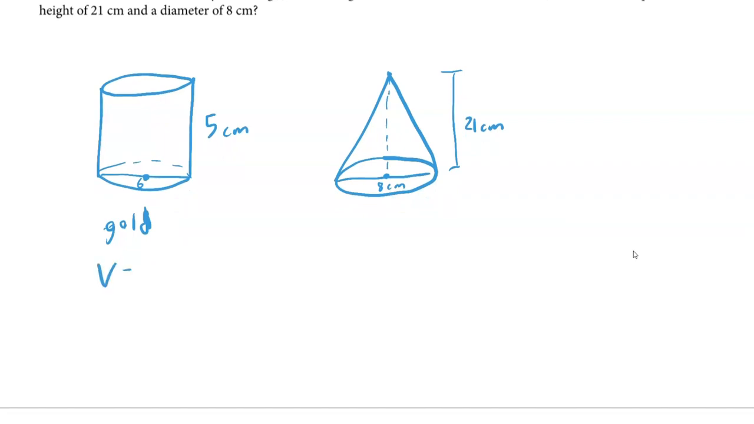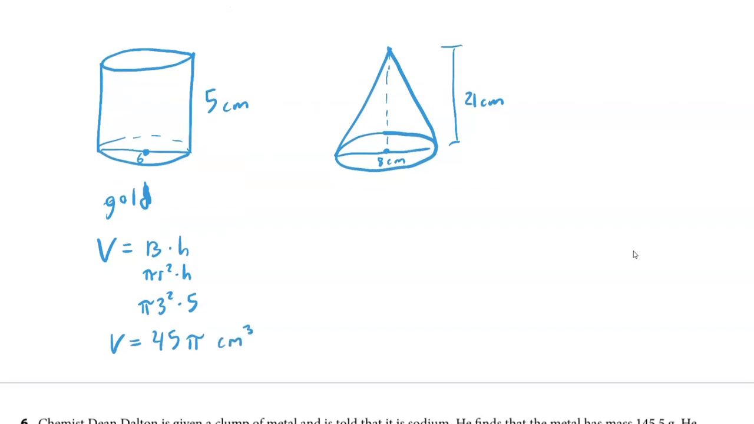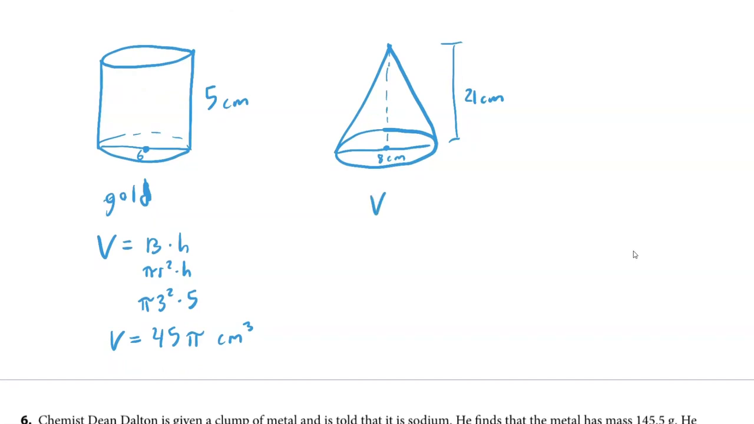Okay, so the volume of this one is base times height, pi r squared times height. That's pi 3 squared times 5. So that's 9 times 5. So that's 45 pi. All right, that's in cubic centimeters. We'll have to convert that to mass. And then over here, this one, the volume is 1/3. Oh, and this one, I wrote gold for this one. This one's platinum.